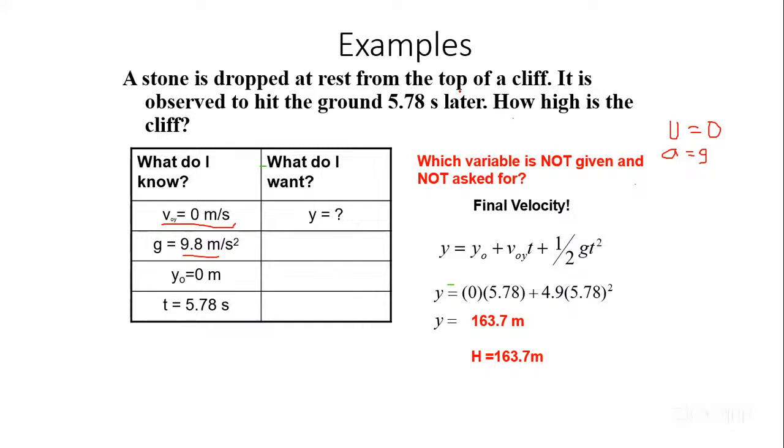Now, from the top where the stone is falling, the initial position from that top is considered as a reference point of 0. Then the time given to us for the stone to fall down to the ground is 5.78 seconds. Now we are asked to find the height.